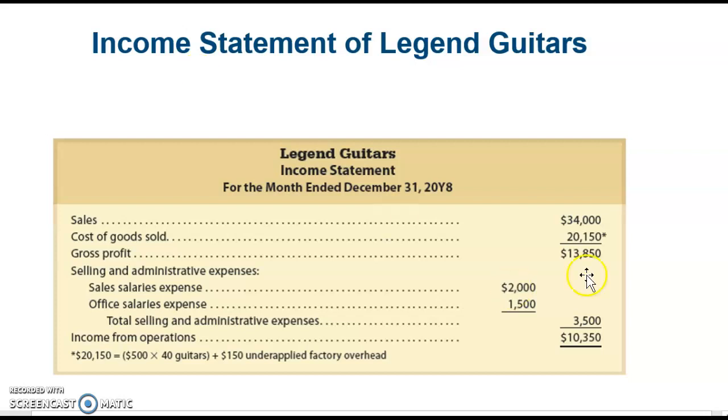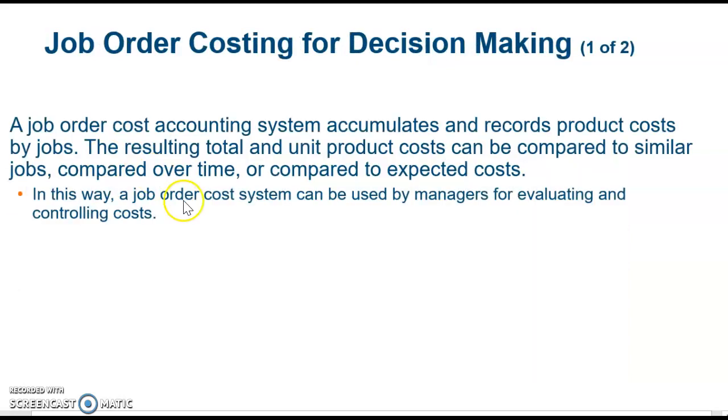So all of your product costs will be in cost of goods sold when the products are sold, and then all of your period costs will be down here in your selling and administrative expenses. So job order costing accumulates and records costs by jobs.